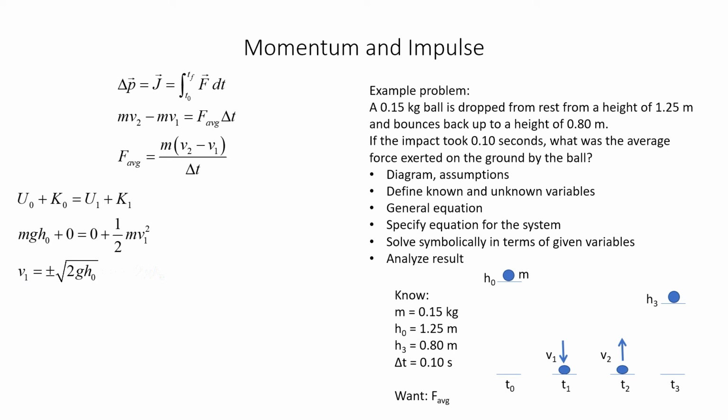This allows us to solve for v1 equals plus or minus root 2gh0. Now notice I have a plus minus on it. I have v1 going in the downward direction. So I'll take upward as positive and let v1 be minus root 2gh0.